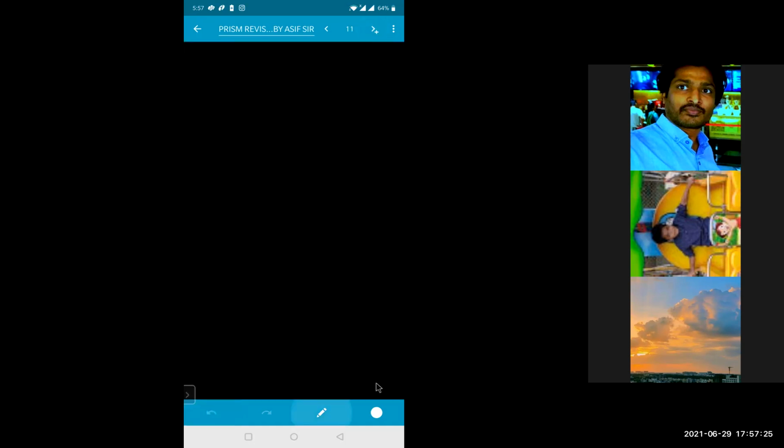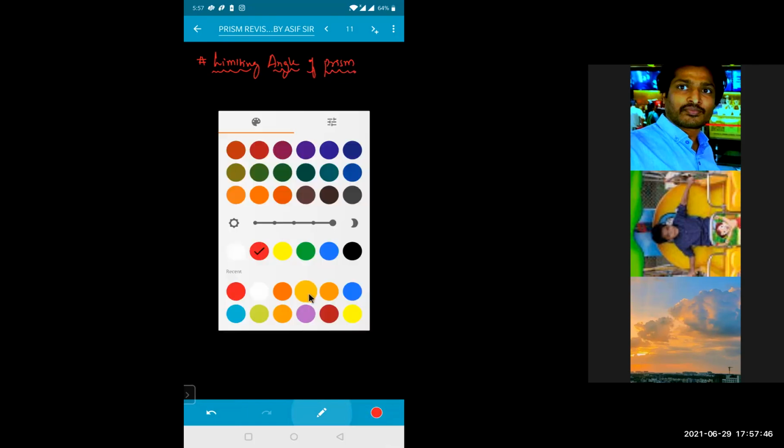Now this is also a very important condition: the limiting angle of a prism. So I hope you got an idea how to do the problems with grazing and normal incidence. I hope you can do it comfortably with these terminologies. Okay, let me take this one.